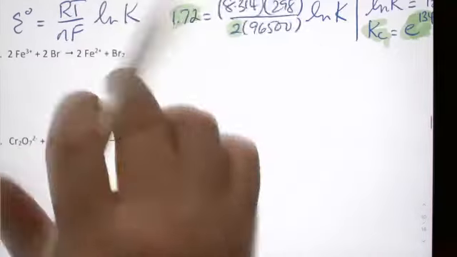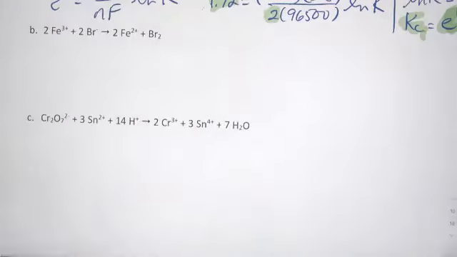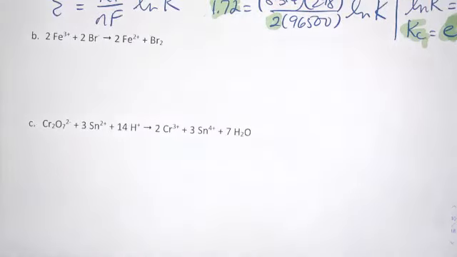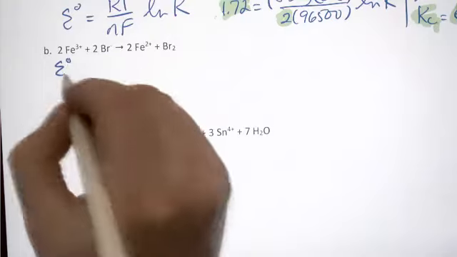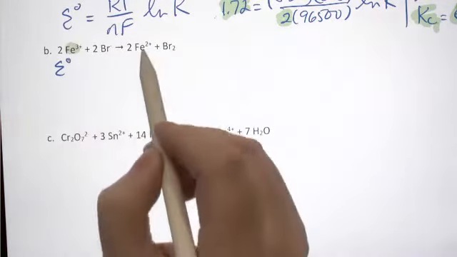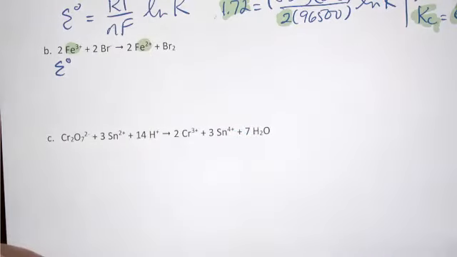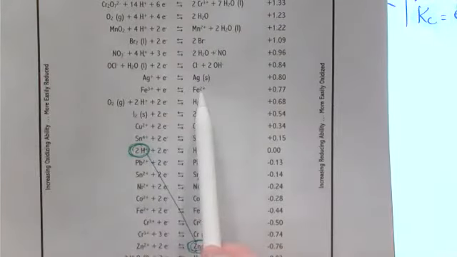So let's do the last couple of these together. If you've not done it, do it with me here. If you've done it, just follow with me with the reasoning. So I'm going to need E naught, the standard cell potential. So I can see in the reaction that Fe3+ is becoming Fe2+. So I'm going to find that reaction on my chart. Fe3+ becomes Fe2+ is right here.